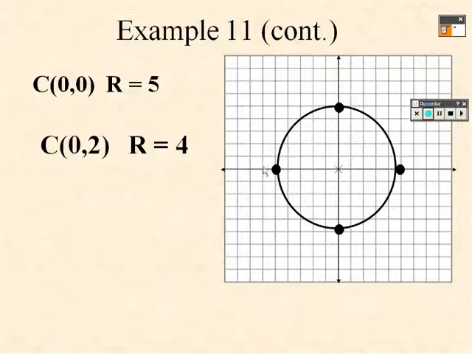And then with the next one, 0, 2 is the center, so there's 0, 2. The radius is 4, so 1, 2, 3, 4 up and 4 over. So 4 from the center, right? 1, 2, 3, 4, in each direction. And it crosses here and here.